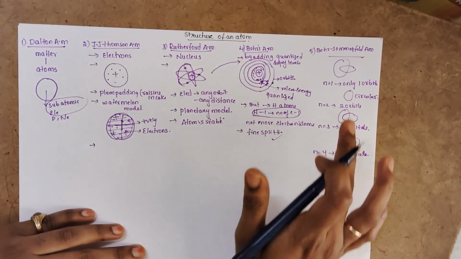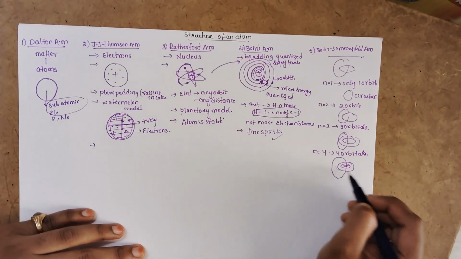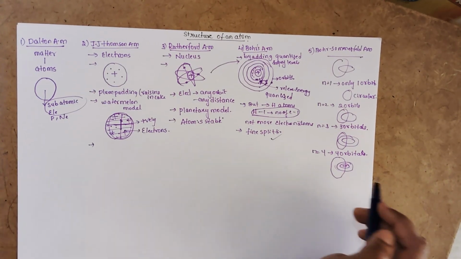More orbits means more energy variations. Because of this, we can see the fine splitting. Because of these elliptical orbits, we can see the fine splitting here.